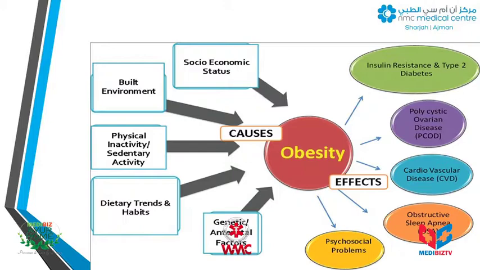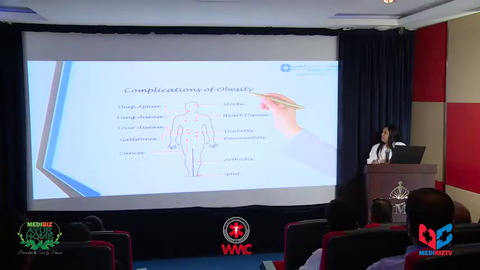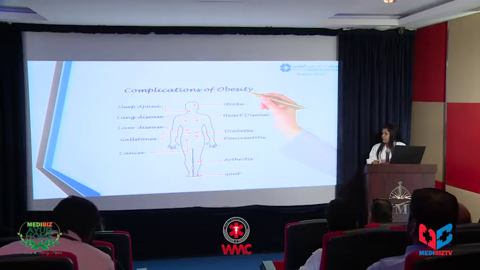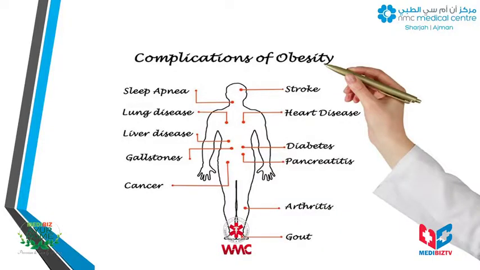psychosocial problems. So the complications which may result in obesity, varying from stroke, heart disease, diabetes because of insulin resistance, pancreatitis, arthritis can be because of increased uric acid, sleep apnea as what I already told you, lung problems, liver disease in the form of fatty liver, gallstones and cancer.